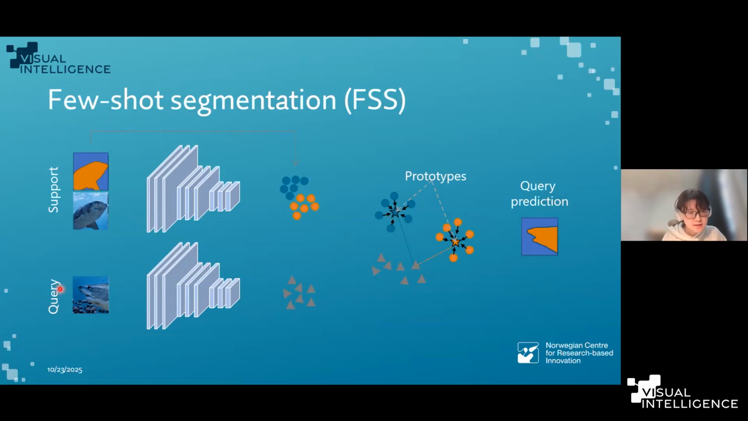And in order to segment query images, we extract features from the neural network, and given the query image features, we calculate the distance with the prototypes to decide whether this feature belongs to this class or this class, and by doing so we can segment the query image.